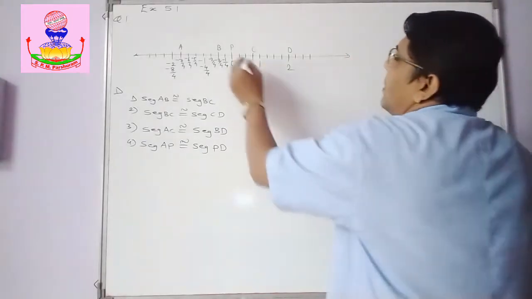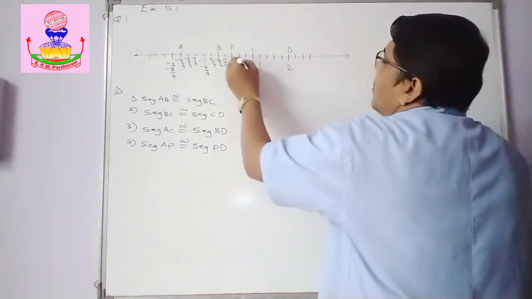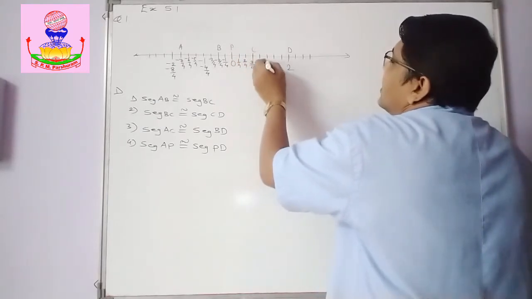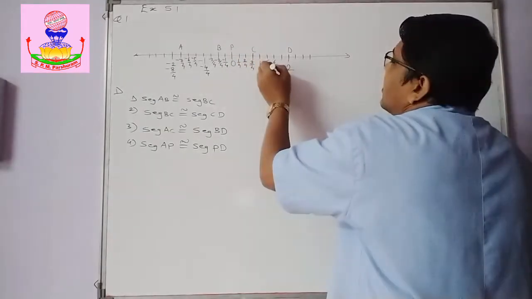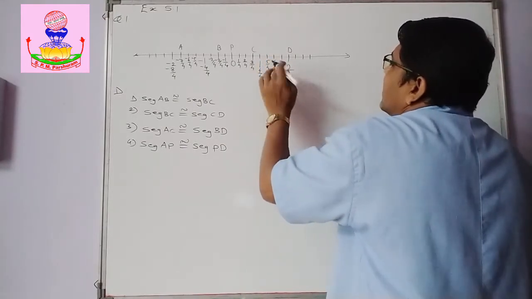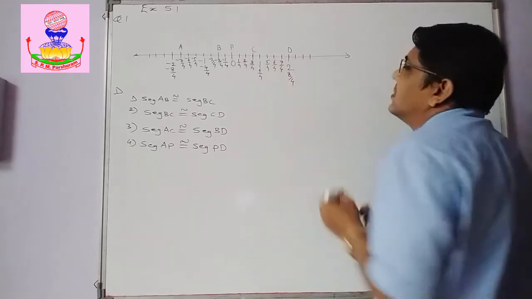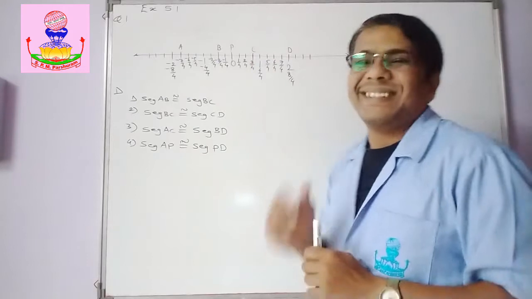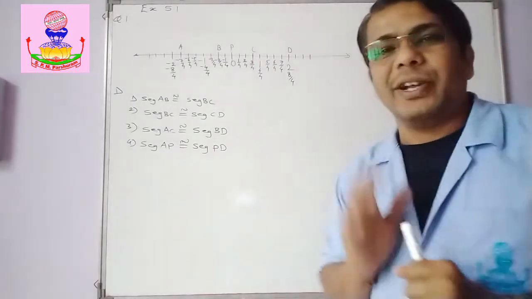Then this side, it will be 1 upon 4, 2 upon 4, 3 upon 4, 4 upon 4. This is 5 upon 4, 6 upon 4, 7 upon 4, and this is 8 upon 4. Right? So we got the coordinates of each and every point.